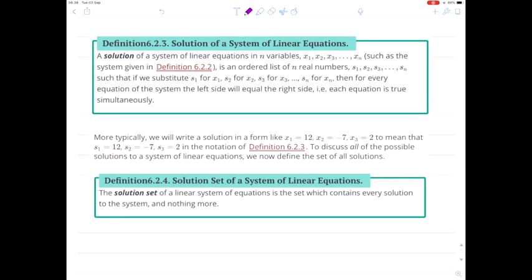Now that we've got a system of linear equations, we need to think about what it means to solve them, or to find a solution. A solution of a system of linear equations in n variables, those are our n variables, is an ordered list of n real numbers such that if we substitute those numbers in, so we put s1 in for x1, s2 in for x2, and so on, then for every equation of the system, the left-hand side will equal the right-hand side.